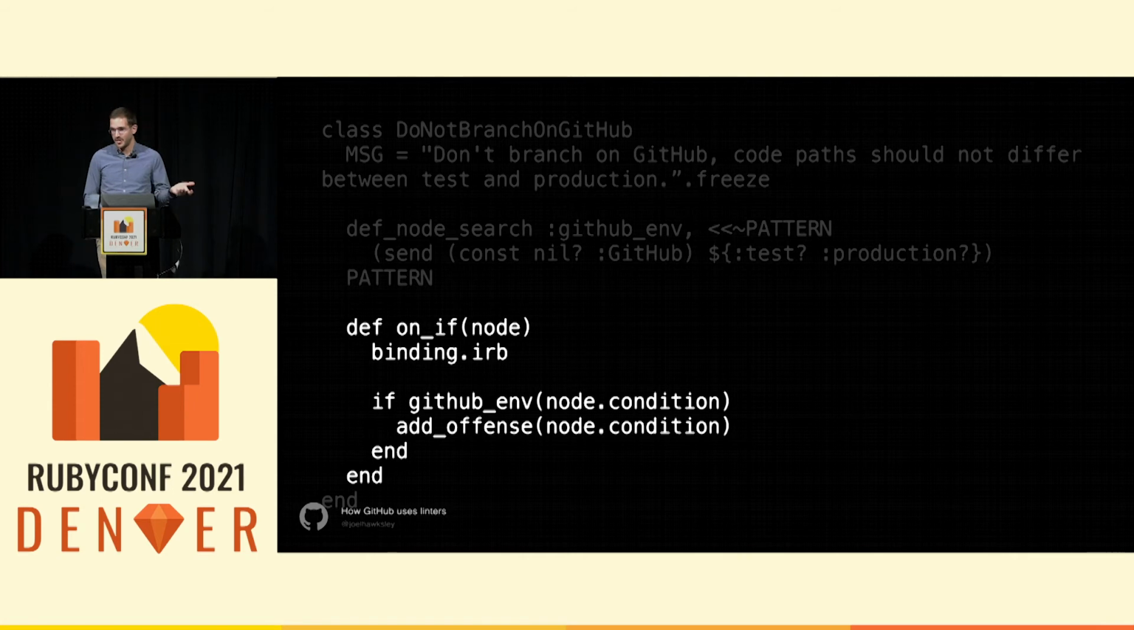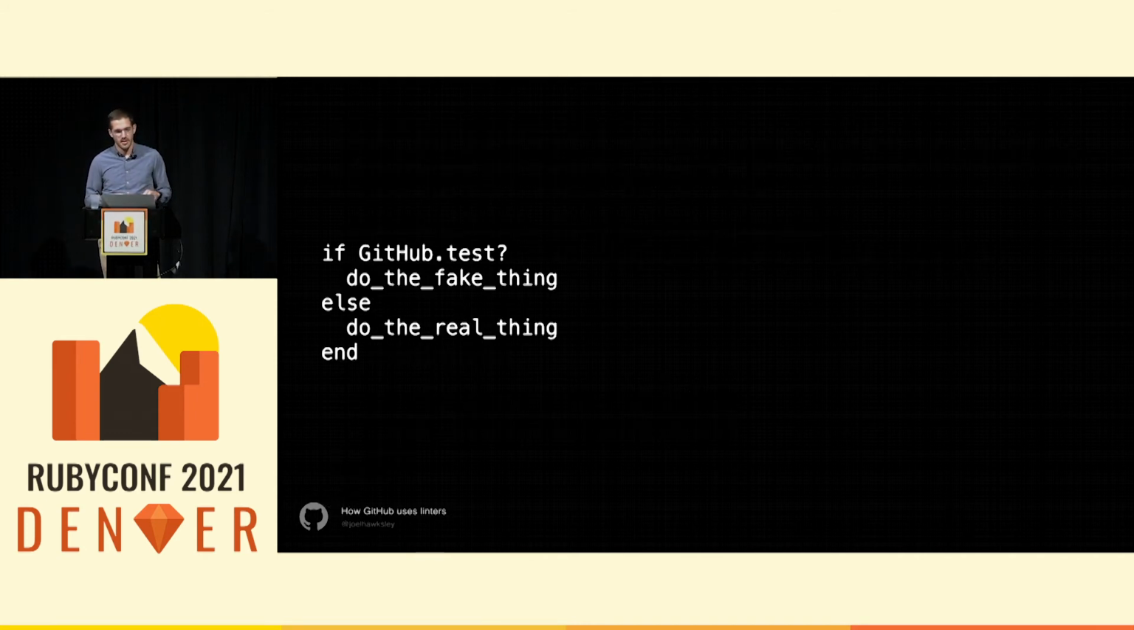So like the tag method from our ERB linter, this on_if method is what RuboCop is going to run every time it encounters an if node in any of our Ruby code across all 2.5 million lines. And what it does is it's going to accept a node argument. So what we'll do is we'll put a debugger in here, and we'll actually just look at what it's like to inspect that node. But first, here's the test case we're going to run. So we have if github.test, do the fake thing, else do the real thing. You can imagine that would be problematic in test versus production. So let's look at that debugger.